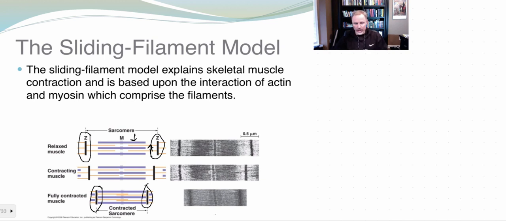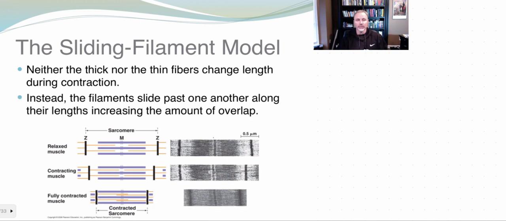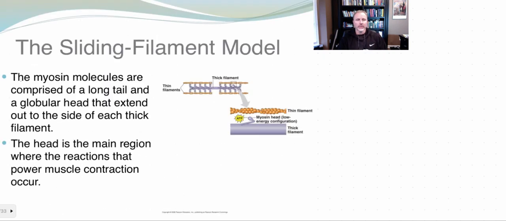And when you look at the electron micrograph right here, you can see that this structure is much shorter than that structure, and that's what's happened during contraction. The Z lines are actually getting closer together. So it's important again to note that the thick and the thin filaments are not changing length. They're just kind of sliding over one another, overlapping more, and pulling those Z lines closer together.